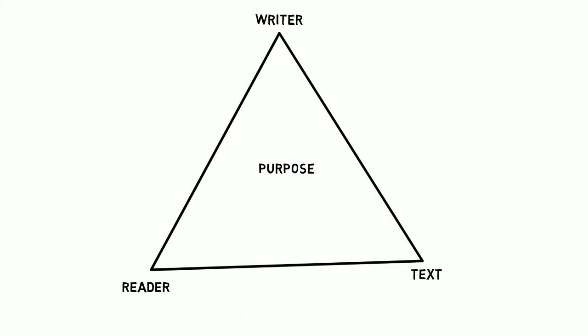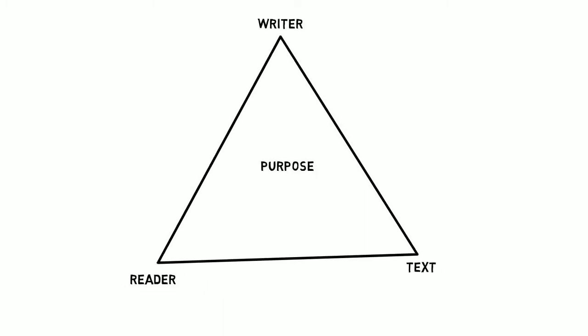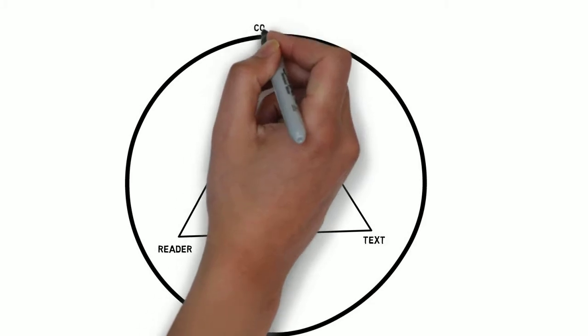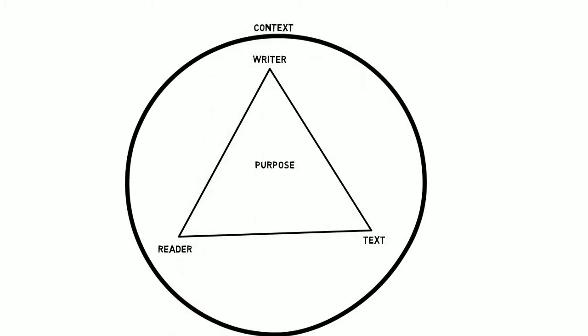The purpose is the message itself and the impact it intends to make on the reader. This is in the middle of the triangle, as this is the driving force of the 3 perspectives. Finally, the context is the environment that the situation takes place in, and thus encircles the triangle.